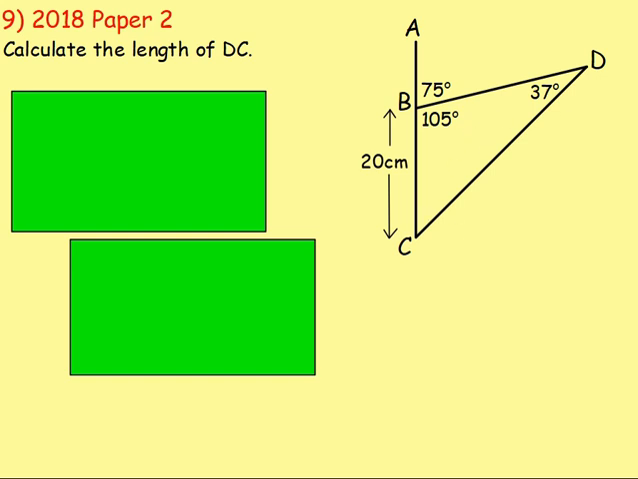From there, you could always work out that angle at the bottom, because if you add these two angles together, you could take them away from 180, and then you could work out this angle as well. But here we don't actually need it. We're just wanting to work out this length from D to C. That's what you want to find.